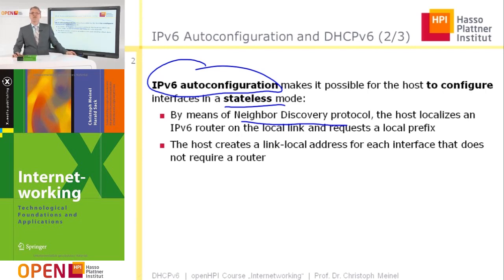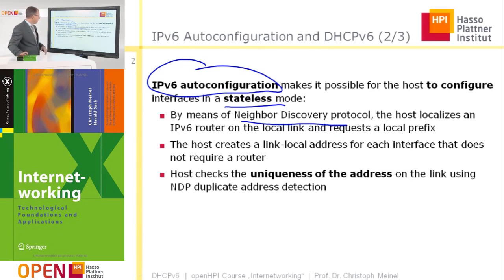The host creates a link local address for each interface that does not require a router and does not require a lot of administration. The host is doing this by itself. The only problem is it needs to be guaranteed that the address is unique. And the host checks the uniqueness of the address on the link using an NDP duplicate address detection mechanism.